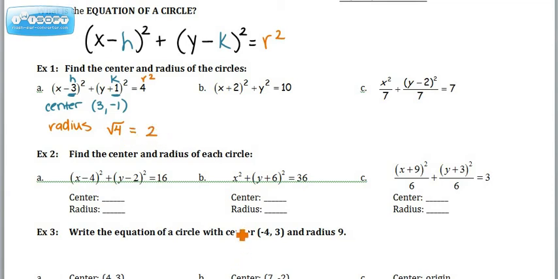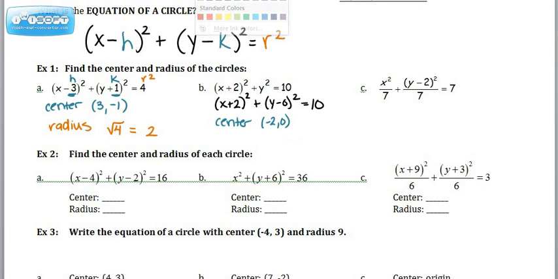On the next equation, for x, we have an x plus 2 quantity squared, but for y, there's nothing added or subtracted. You can always assume that 0 is added or subtracted, giving you a center of -2, 0, and a radius of the square root of 10, since that doesn't simplify.